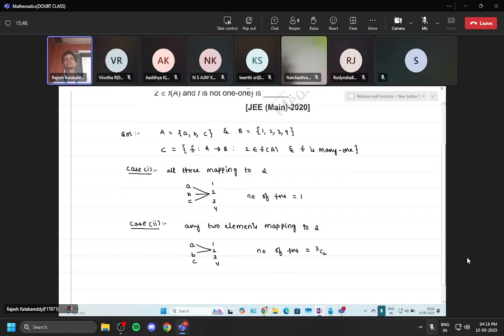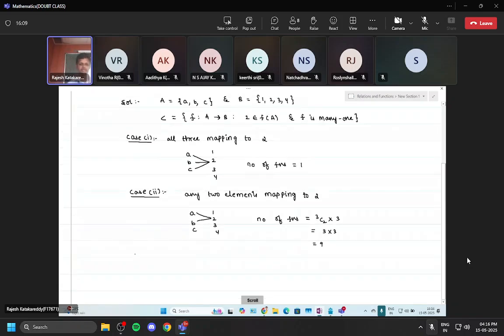Why 3? Because we cannot include 2 again. All 3 mapping to 2 we already counted. C has 3 different chances. C can map to 1, C can map to 3 and C can map to 4. So this becomes 3 into 3, that is 9. Now I think this is last and final case. Case 3. In case 3, any one is mapping to 2.